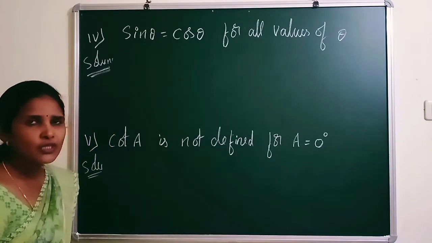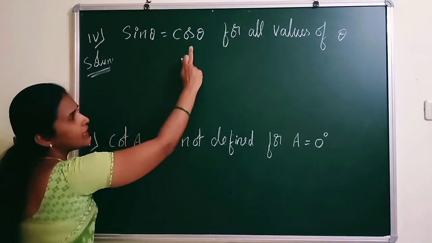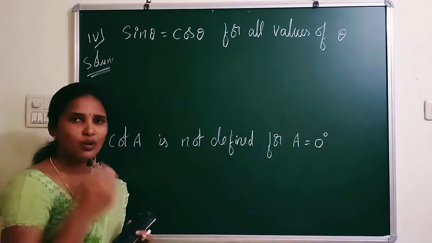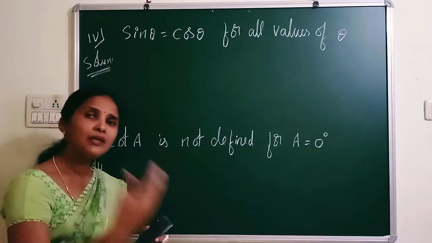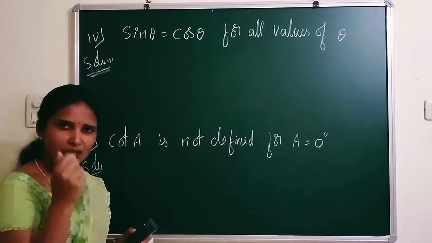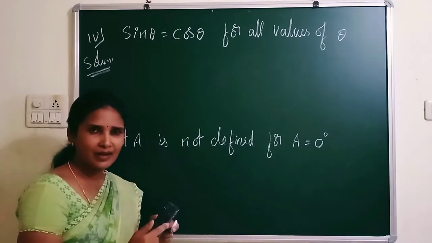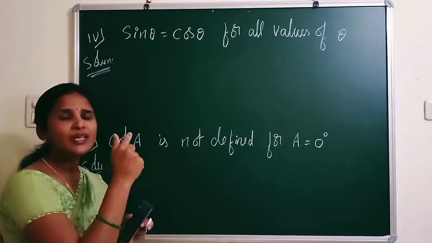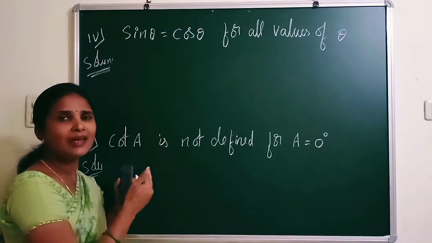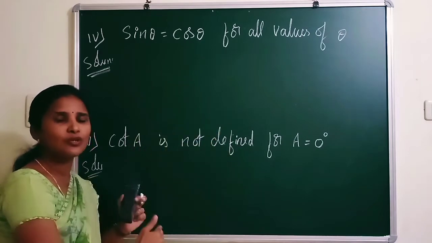We move to the next question, that is question number 4. What has he given? Sin theta equals cos theta for all values of theta. What is the meaning of that? Sin value and cos value are the same for all angles. For any angle you take, he is telling they are the same. But it is not the same when you observe the table. Observe the first line and the second line thoroughly. Just now we learned sin value increases from 0 degree to 90 degree, from 0 to 1.